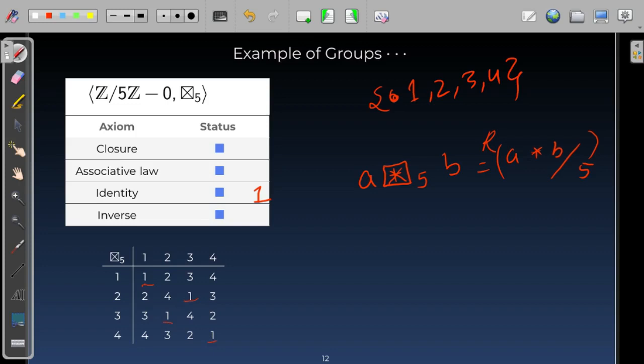So the identity element is there, or in other words you can say an inverse exists for each and every element. So inverse is also there. It's going to be associative, and we are going to have closure. All these elements are only 1, 2, 3, 4.